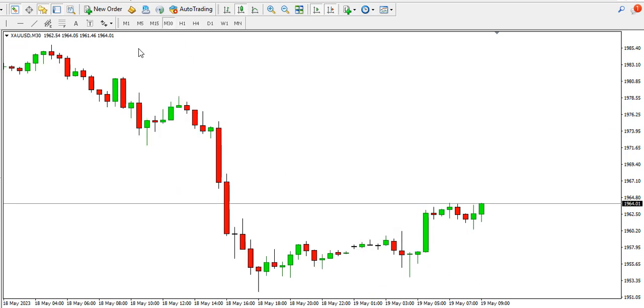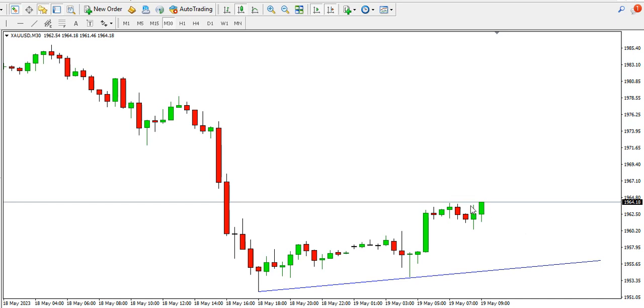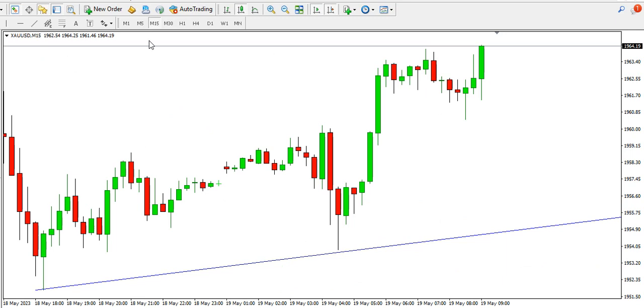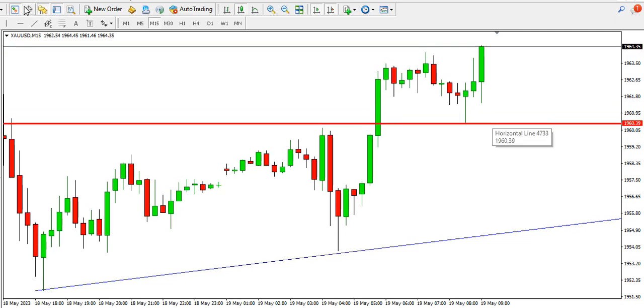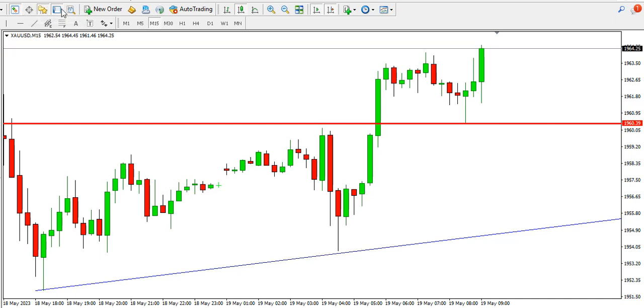On the 30 minutes time frame, just buy for now. Look at the ascending trend line being formed, and we already have a break of structure. This particular structure is being broken. Look for buying opportunities. Buy for now. You might want to place your stop loss when buying somewhere around here, 1960. But look for buying opportunities for now.